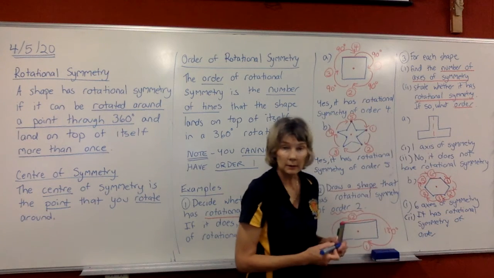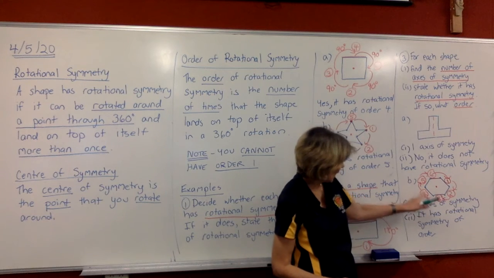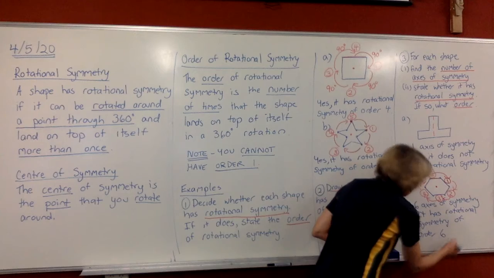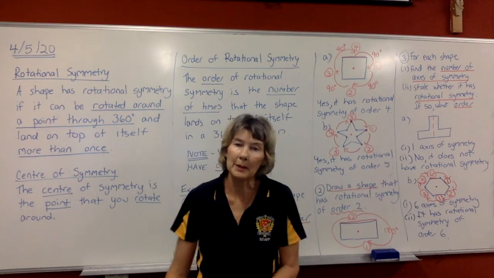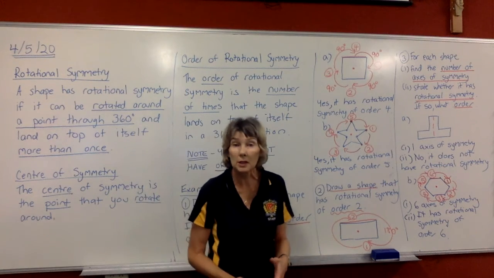And its order is 6 because it landed on top of itself 5 times to get to there and 6 to get back to where it started. So really, this started off as a 6-sided shape. It's got 6 axes of symmetry and rotational symmetry of order 6.